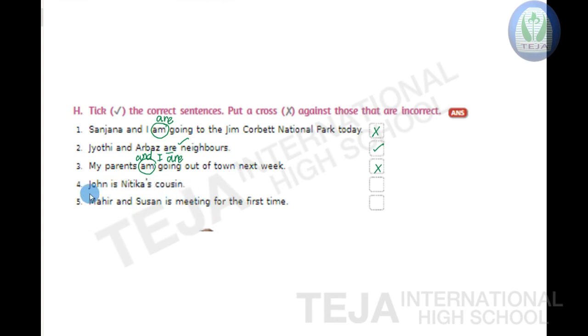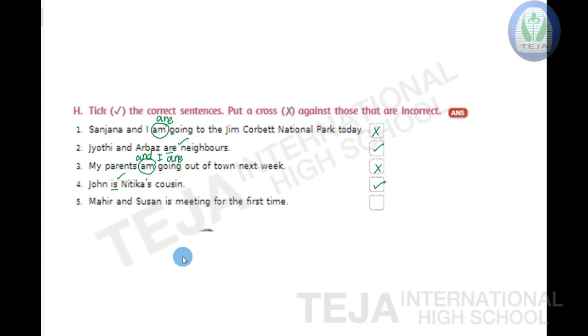Next, fourth one: John is Nikita's cousin. So John is a singular form. Is is the right word. So the sentence is right. Put tick mark, children.